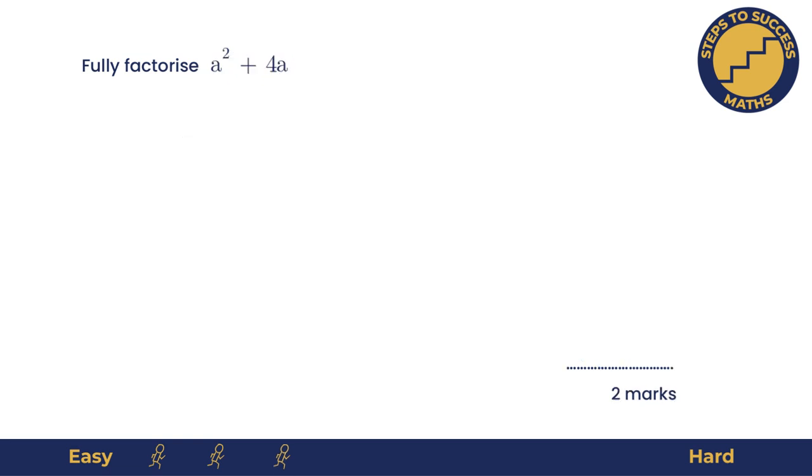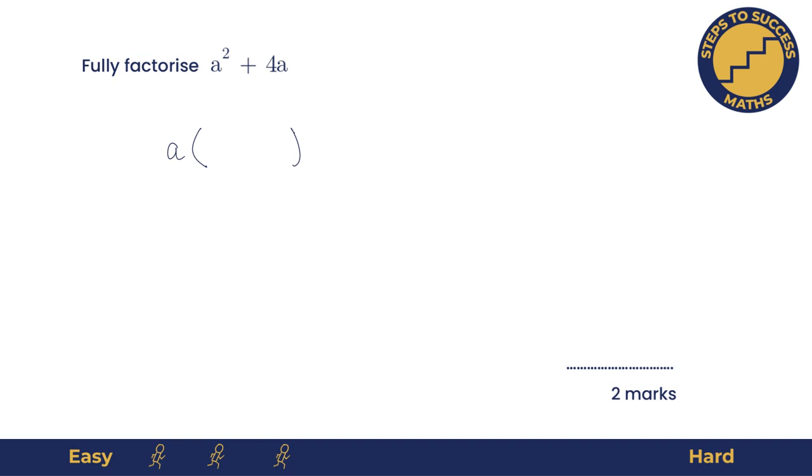Fully factorise a squared plus 4a. Okay, so this one's a little bit different. We can see that it's about the letters. So we're going to bring out a common letter. So a will go into both of these terms. So we've got a and then a bracket.